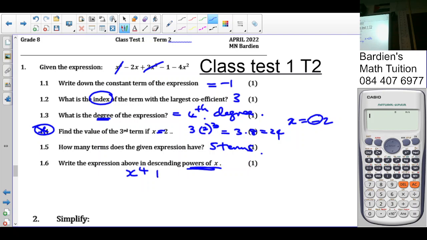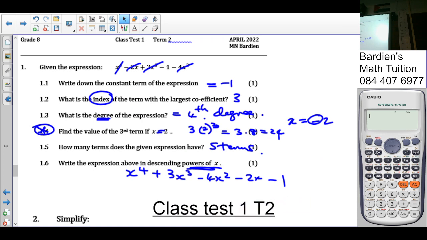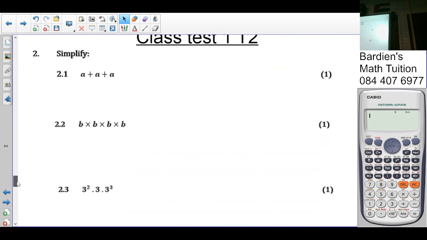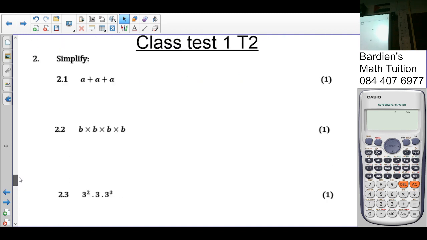And then write plus 3x cubed. What is the next one? The square. So it's negative 4x squared. Minus 2x. Minus 4. That's descending order. You understand, people? Descending powers of x. So it's to do with the exponents. Okay? Any confusion there, people? No. Alright? Let's carry on.